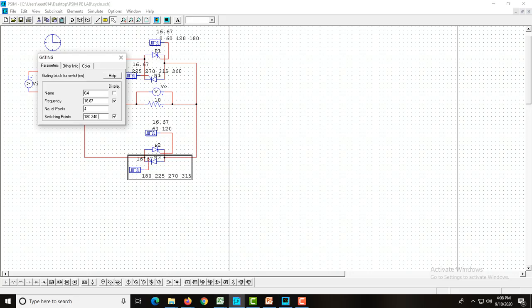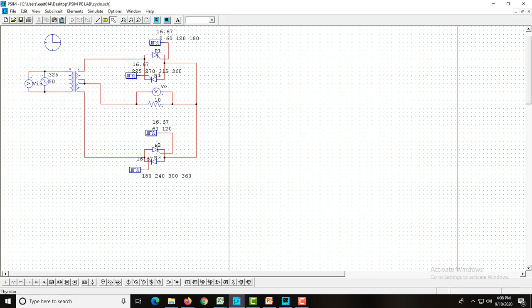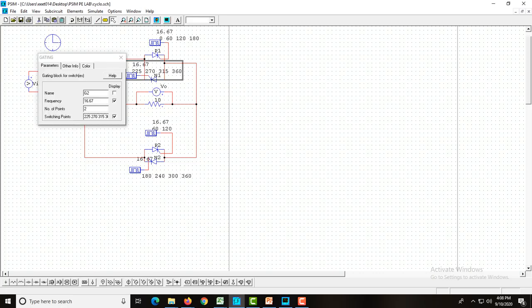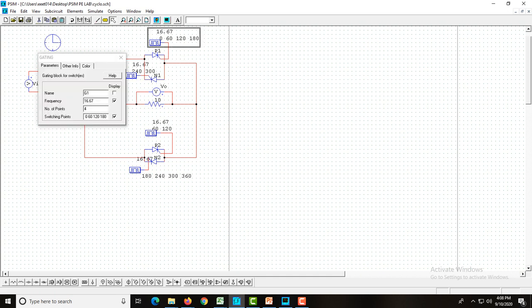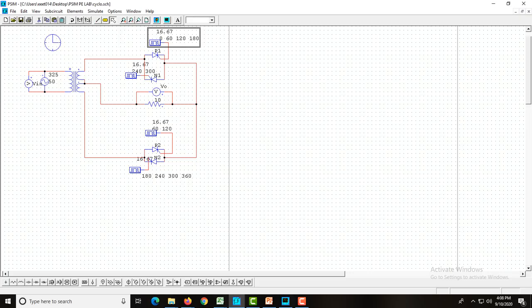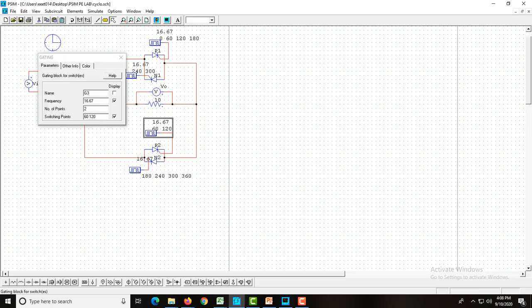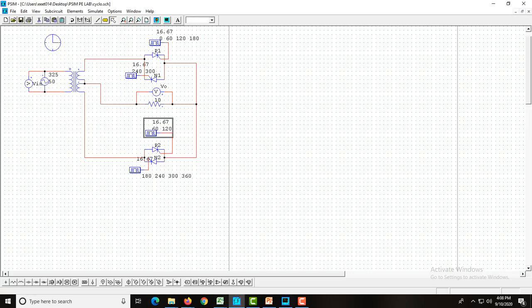So P1 has 4 switching points: 0, 60, 120, 180. Then P2 has 2 switching points, 60 to 120. Then next one, N2 will be 180, 240, 300, 360, and N1 240 to 300. So for this we will obtain 16.67 hertz. So 3 positive half cycles we are obtaining. Negative half cycle, I think there will be some mistake.